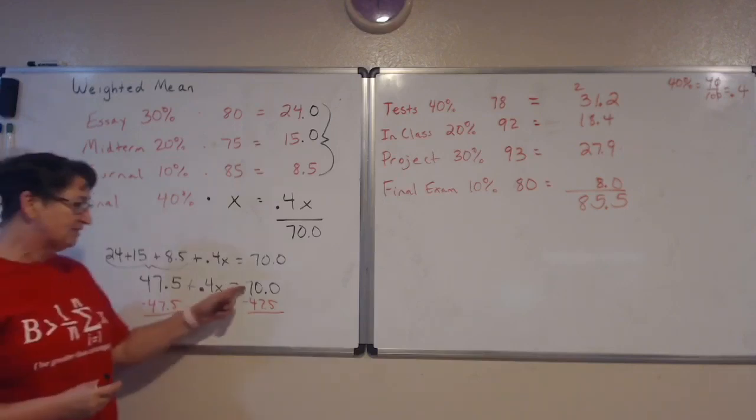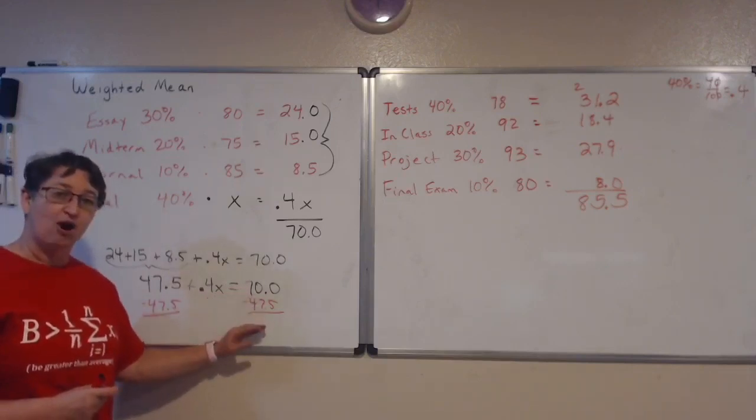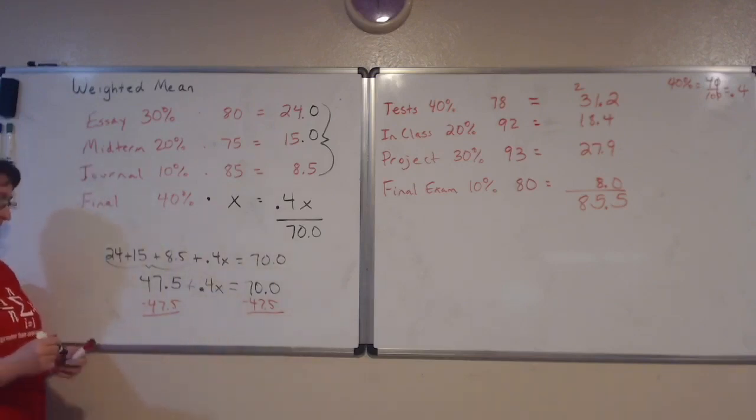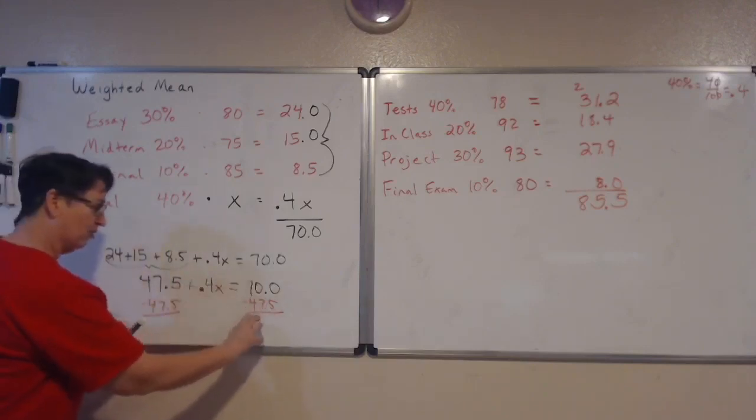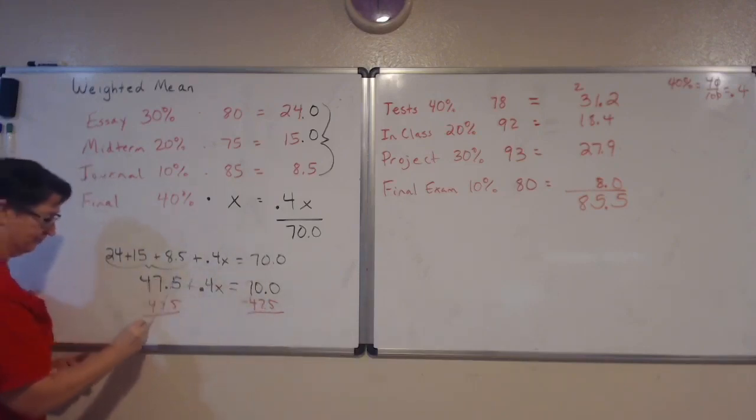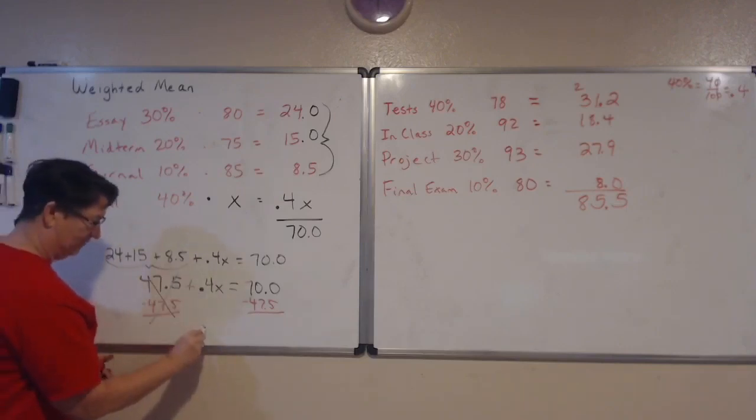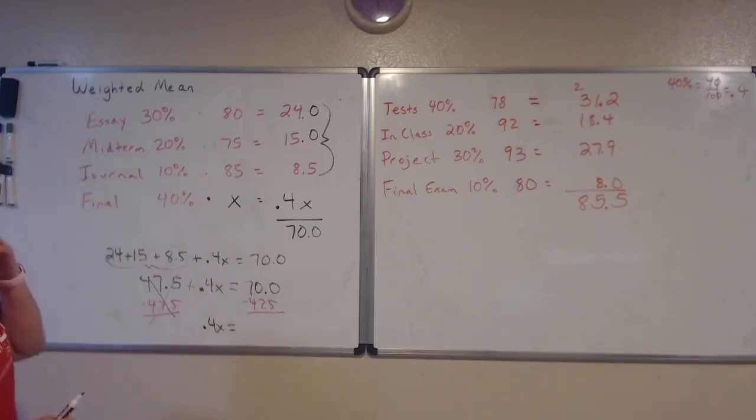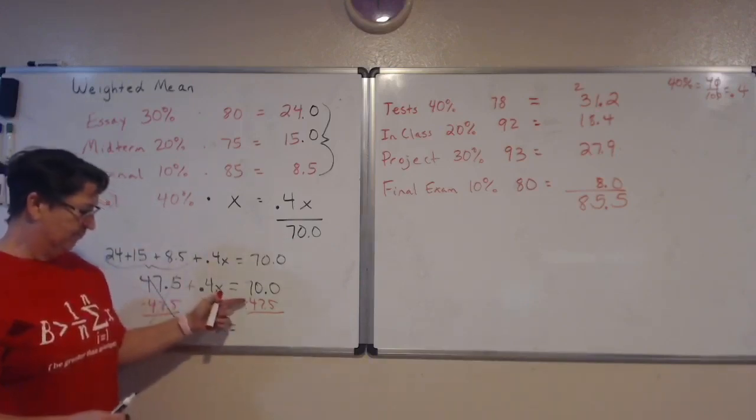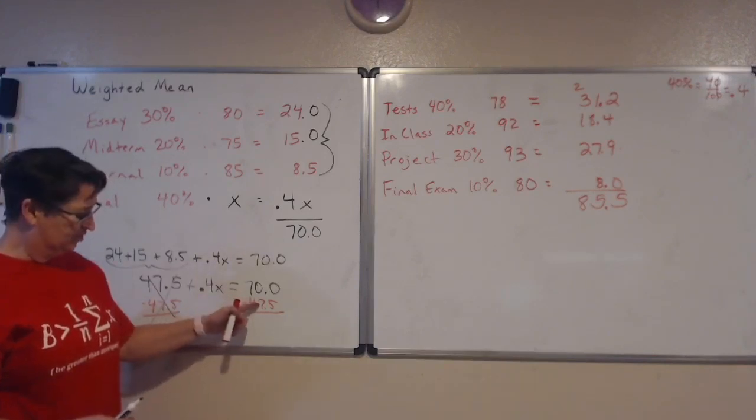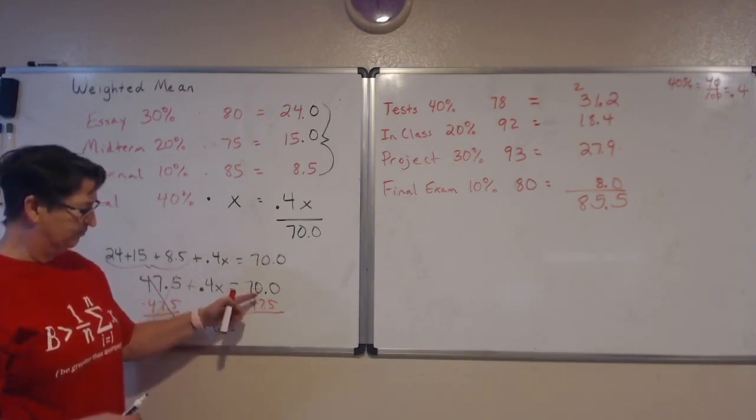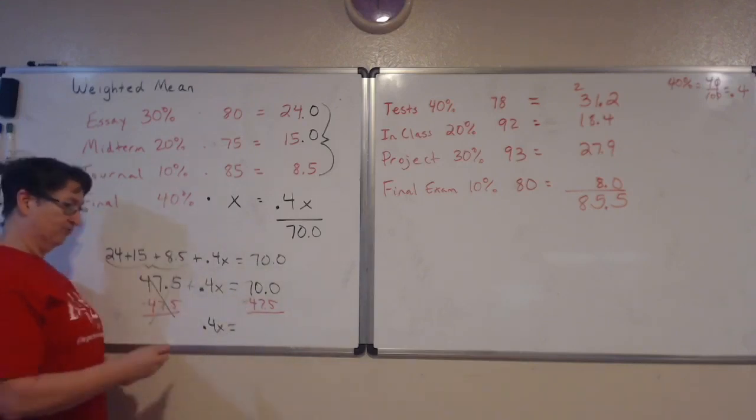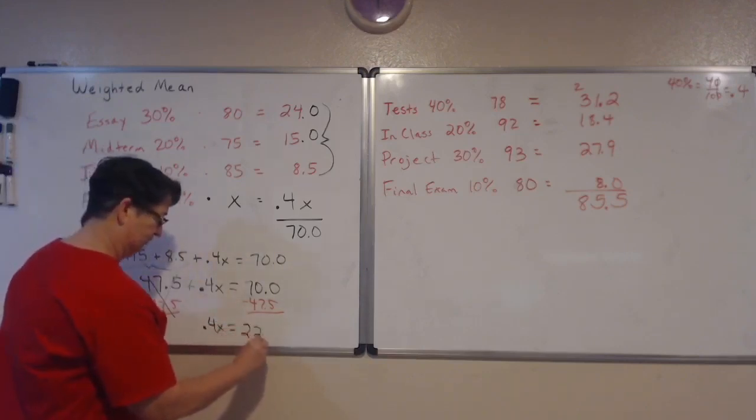So I want 70 points. I'm taking away the points that I already have. So I'm taking away all the points that I already have. So that I have 0.4x equals however much that is. Well, to get up to 50, I need 2.5 more points to get up to 50, and then 60, 70. So I think it's 22.5, but you do your subtraction, see if I'm right.